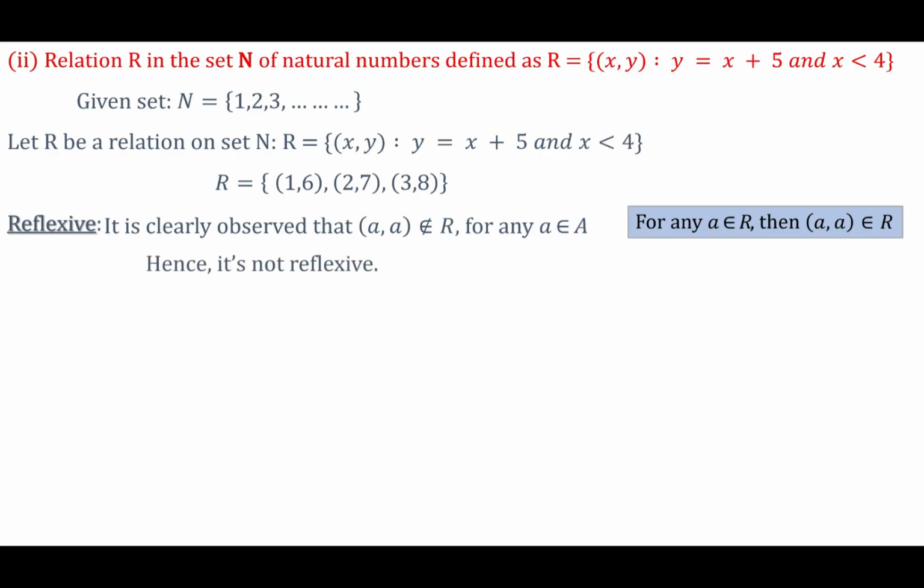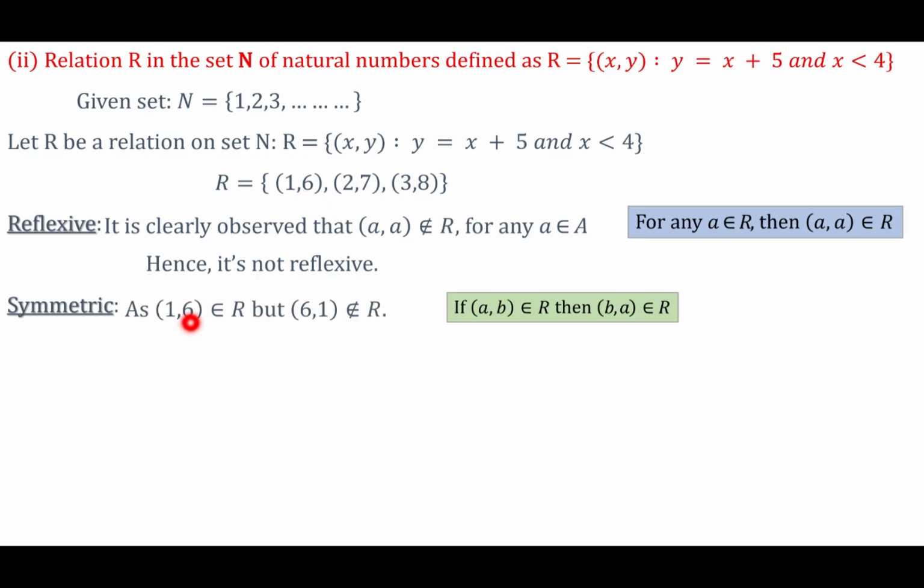Now check for the second one, symmetric. The symmetric definition says if a comma b belongs to R, then b comma a must belong to R. Now, if you see the relation, 1, 6 is there, but 6, 1 is not there. As 1, 6 belongs to R, but 6, 1 doesn't belong to R, it is not a symmetric relation.